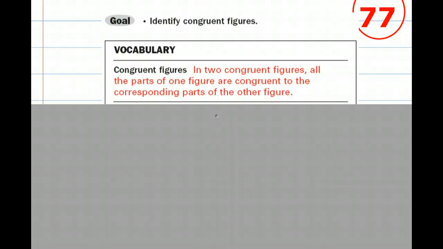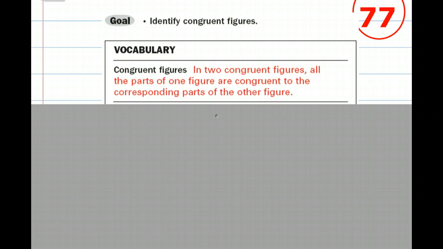Alright class, last video we talked about what we know about figures that are congruent. In the definition on page 77, we know that in two figures all the parts of one figure are congruent to the corresponding parts of the other figure. So if we know that two figures are congruent, we know that all pairs of corresponding sides are congruent and all pairs of corresponding angles are congruent. But what if we want to prove whether or not two shapes are congruent?